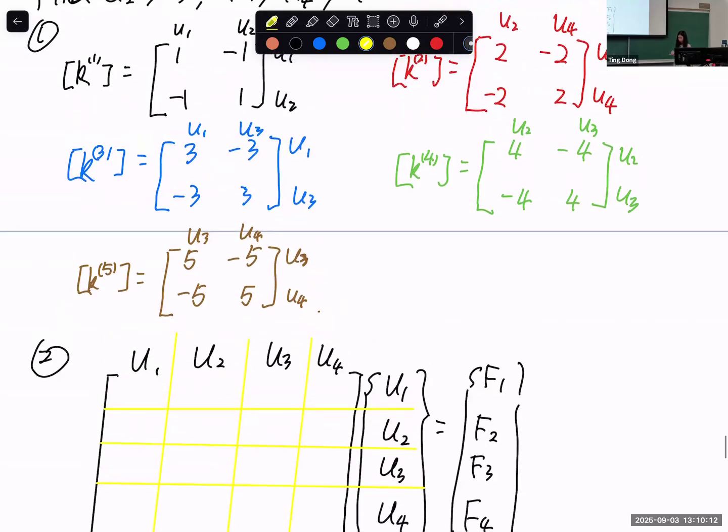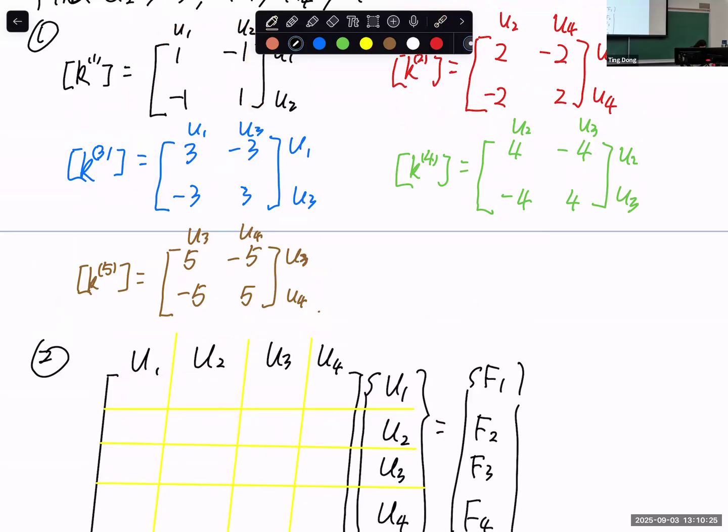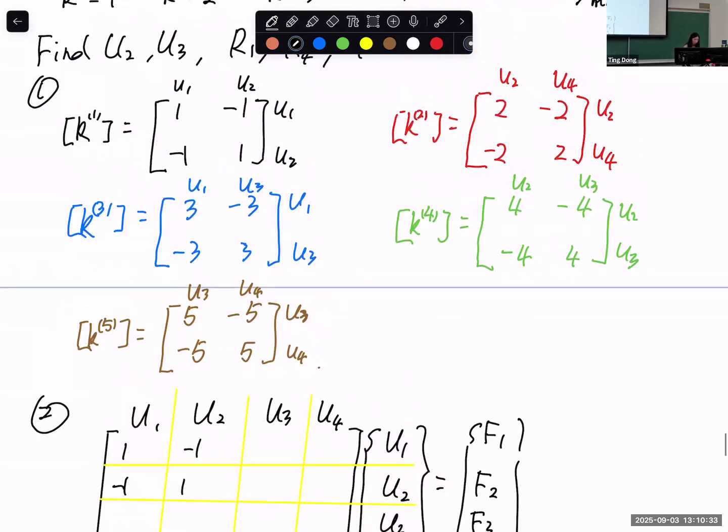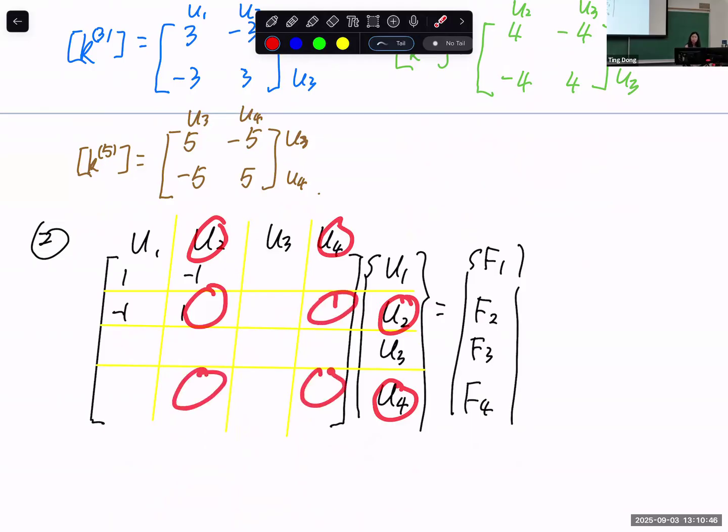So for the first element, we have 1, -1, -1, 1. Since it's U1, U2, U1, U2, it should be this 2 by 2 position, right? So 1, -1, -1, 1. This is for element 1. For element 2, you can see that it's U2, U4, U2, U4, so it should be these 4 positions. Make sense or not? Okay.